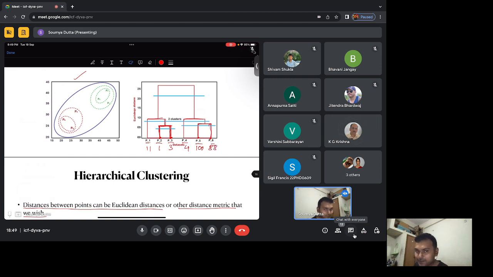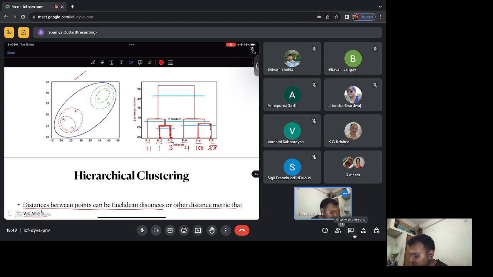Okay. I mean, this P1, P2, P3, they can be any random set of numbers. It's not like P1, P2, P3, P4, P5. They are just for ease of explanation of the diagram. Okay, sir. Right. So P2, P3 can be any random points.